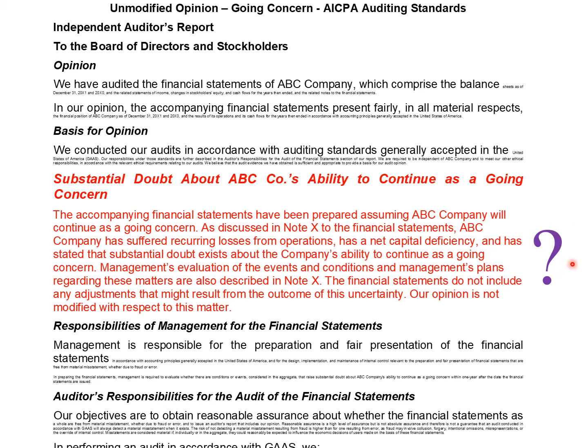Now, the question mark over here is that I'm not 100% sure this is where we would put the emphasis of matter paragraph. I believe so, but I can't find any documentation that tells me where to put it. But this is where we always put emphasis of matter paragraphs, so this is where we're going to put it in this class.